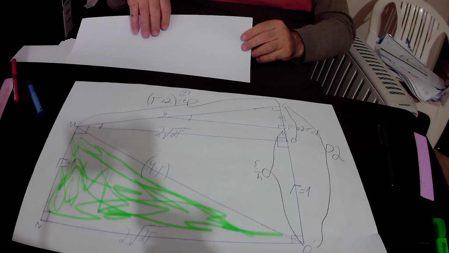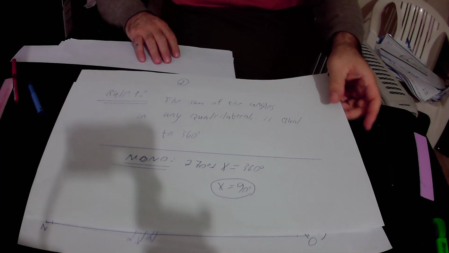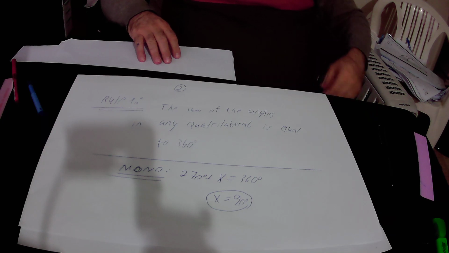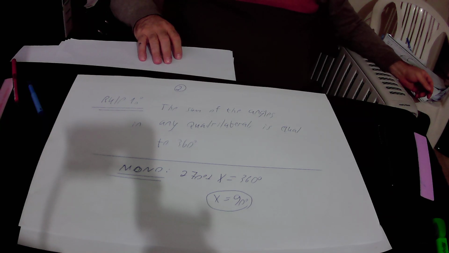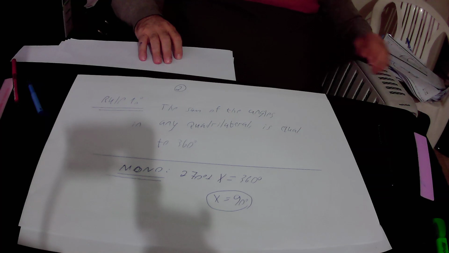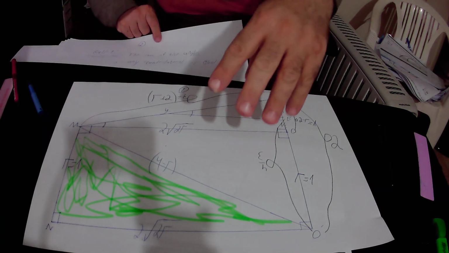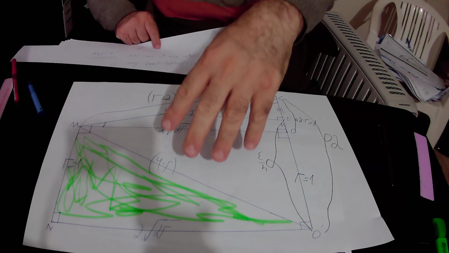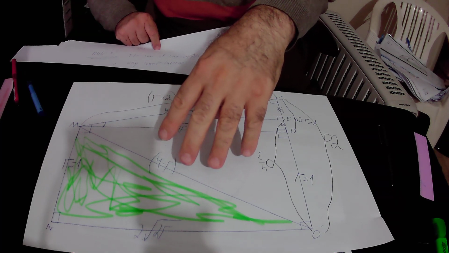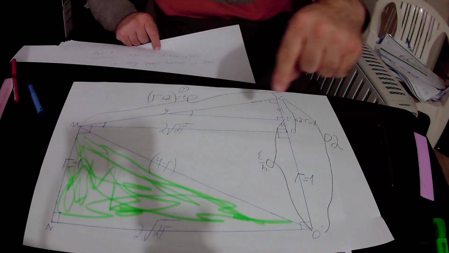We have rule number 1 that states that the sum of the angles in any quadrilateral is equal to 360 degrees. So if we relate to this quadrilateral MDON, the sum of its angles must be equal to 360 degrees.